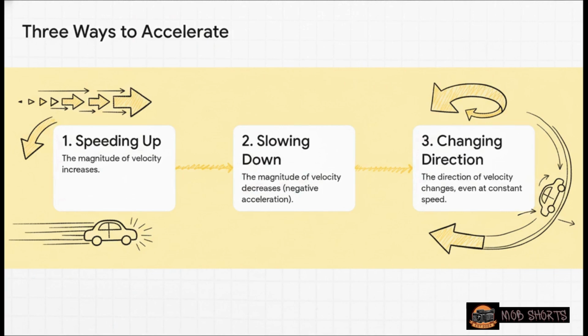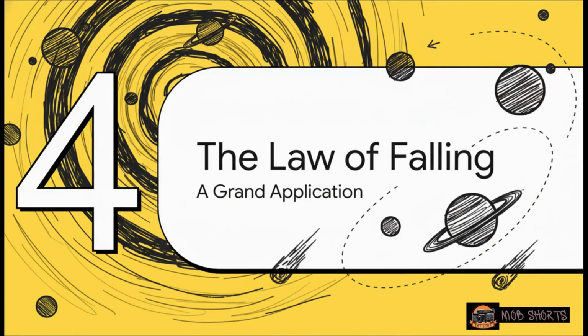Number 1 is speeding up, obviously. Number 2 is slowing down, which is just negative acceleration. But number 3, this is the one everyone forgets, just changing direction. So get this, if a car is going around a curve at a perfectly constant 60 miles per hour, it is still accelerating because the direction of its velocity is constantly changing. Pretty cool, right? So we have distance, displacement, velocity, and acceleration.